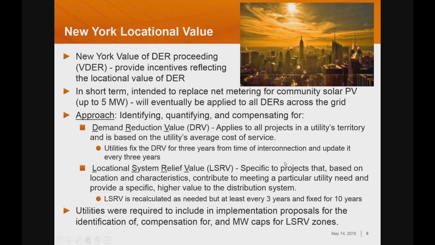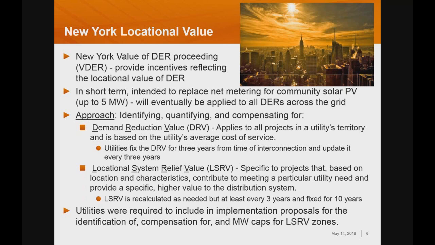All right, so moving on to New York. New York's value of DER proceeding is looking at providing incentives for DERs that actually reflect the locational value. In the short term, the VDER tariffs are intended to replace net metering for community solar PV up to 5 megawatts, and the thinking is that this will eventually be applied all across the grid. In New York, the approach is to identify, quantify, and compensate for value, and they've broken it down into two parts. One is first the demand reduction value, or DRV. This demand reduction value applies to all projects in a utility's territory, and it's based on the utility's average cost of service.